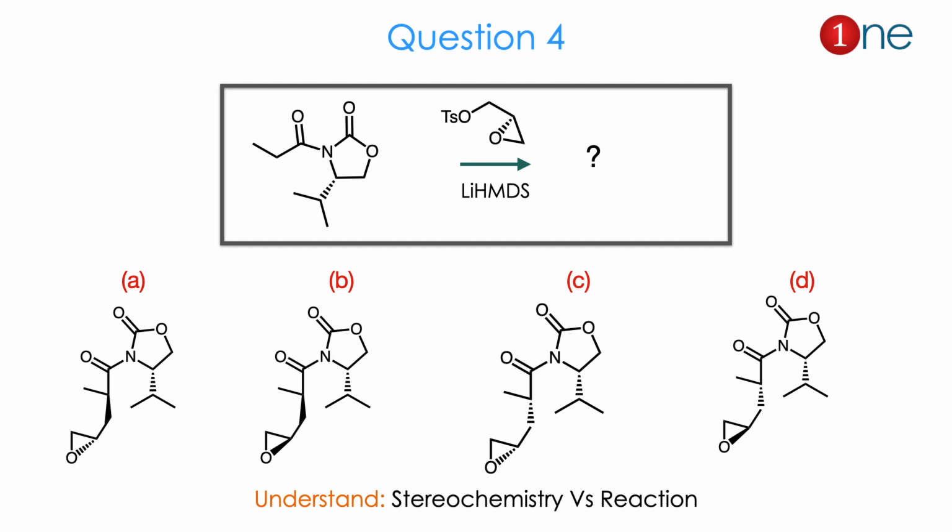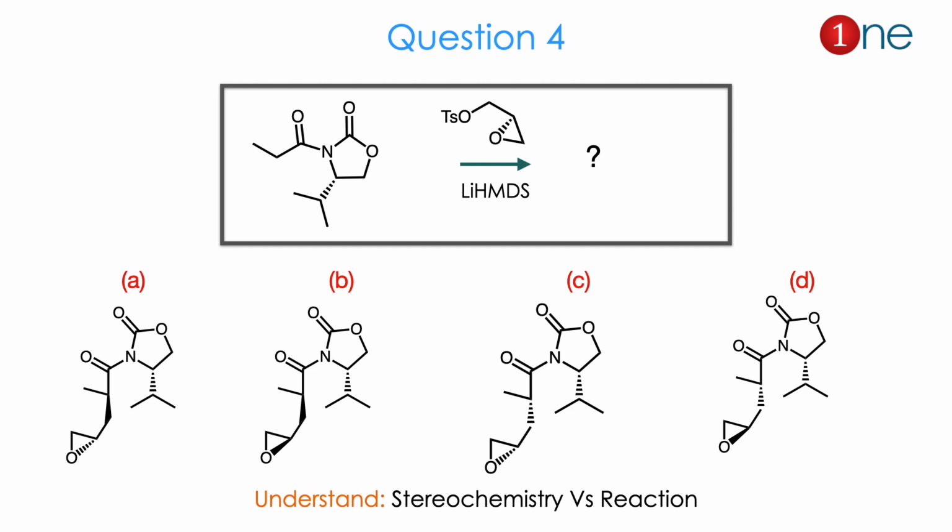Then question number 4. The starting material is a heterocyclic system with nitrogen and oxygen, where N-substitution happens, attached with an ethyl ketone, and the nitrogen and oxygen are connected by a keto group. One isopropyl group is below the plane. Here the reagents are given. The reagents contain an epoxide with a tosylate group, and you are using lithium HMDS.